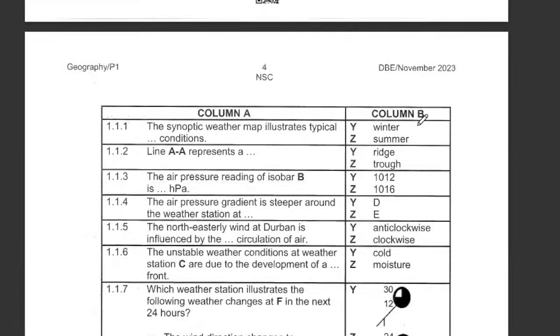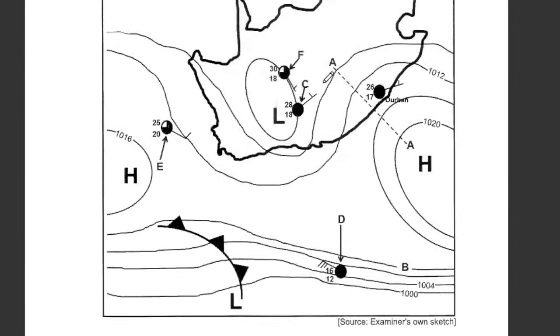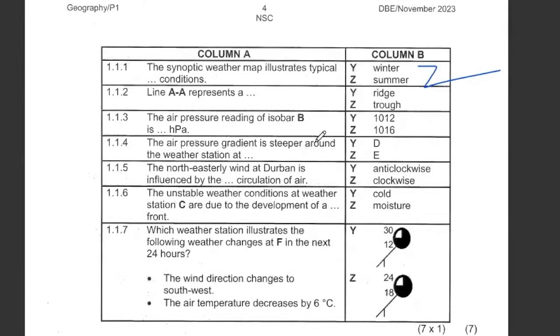Therefore, we take that. Okay, line A to A represents, we come here, it's A and it's A, and it is an elongated high pressure. And we know that if the high pressure is elongated, it forms a ridge, which is Y.